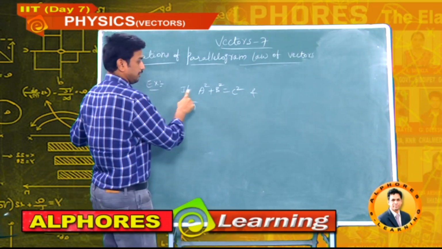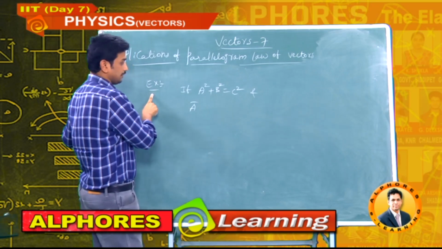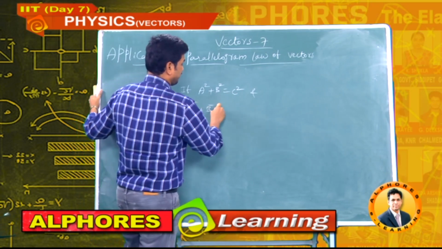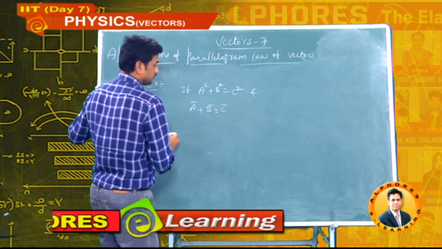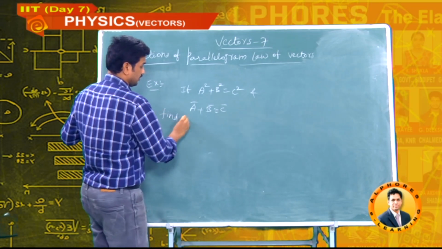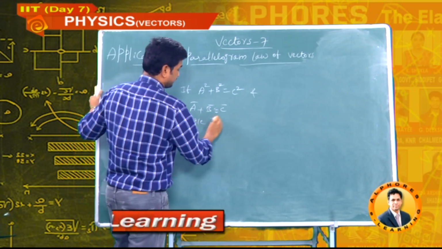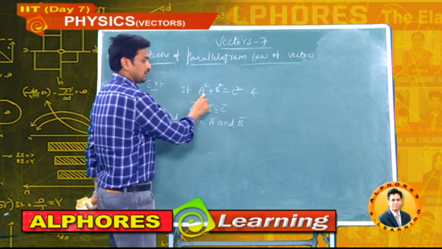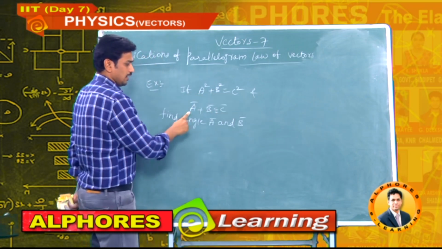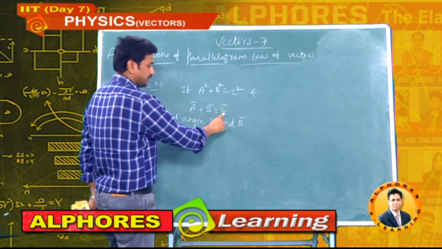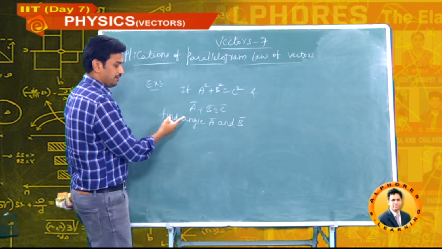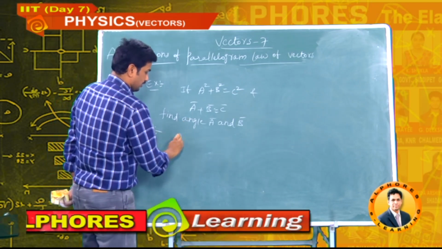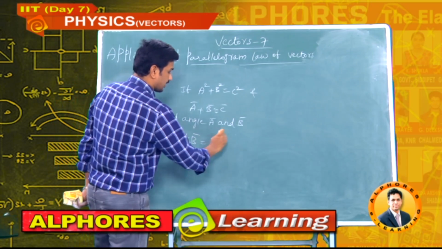Next example: if A square plus B square equal to C square, and A bar plus B bar is equal to C bar, find the angle between A bar and B bar. Once again see the question. If A square plus B square equal to C square is given in the question, and A bar plus B bar is given as C bar, now try to calculate the angle between the two vectors. This is the question.